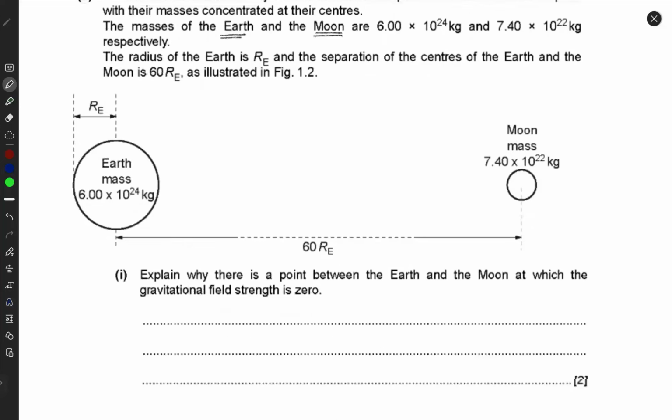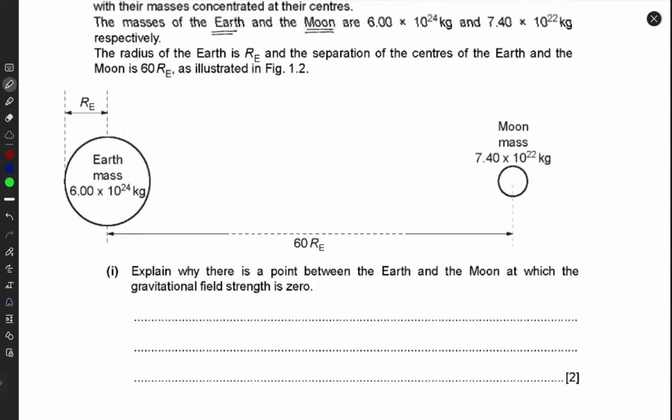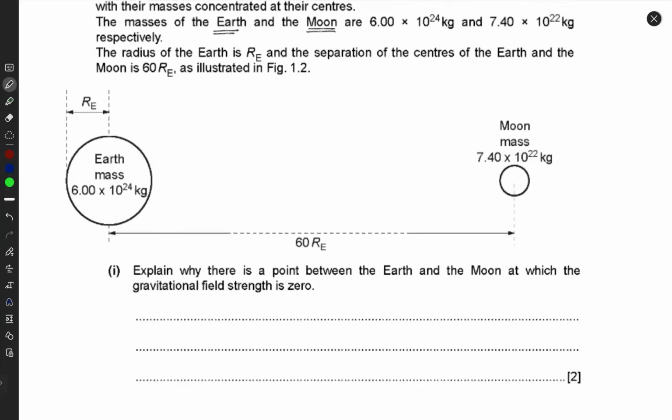Now, looking at this figure, explain why there is a point between the Earth and the Moon at which the gravitational field strength is 0. So how can that be possible? Why is there a point in between these two objects where the value of g would just become 0?